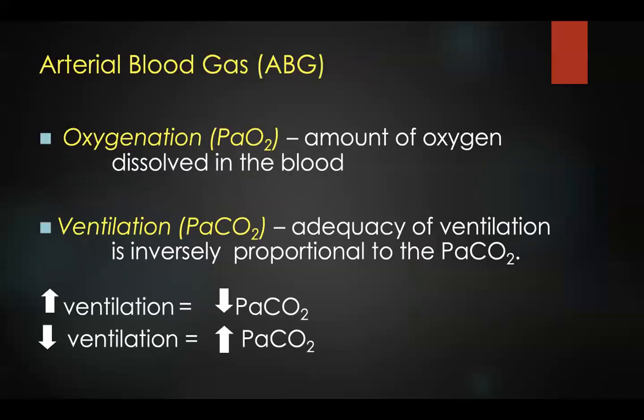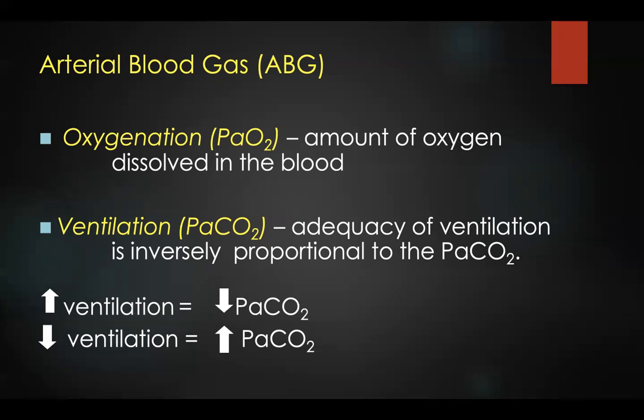Now, arterial blood gas can also determine the oxygenation by determining the partial pressure of oxygen, which is the amount of oxygen dissolved in the blood. This is different from oxygen saturation, or the SO2. Oxygen saturation is usually obtained from using a pulse oximeter. I know that you're familiar with the pulse oximeter, the device that you put on your finger. That is oxygen saturation.